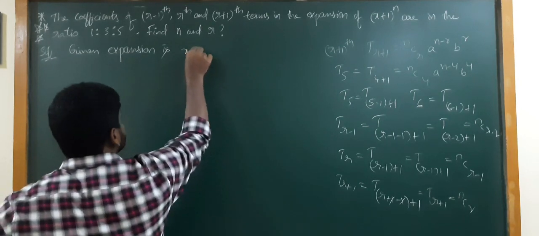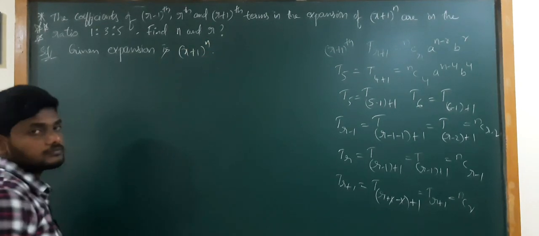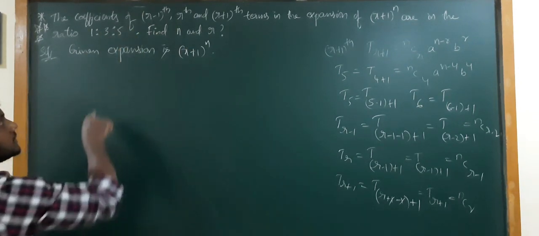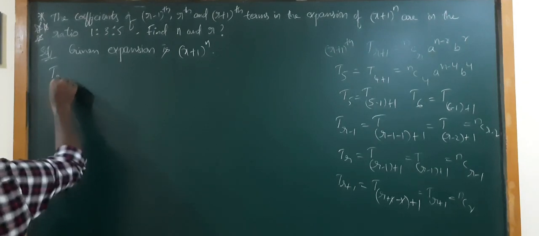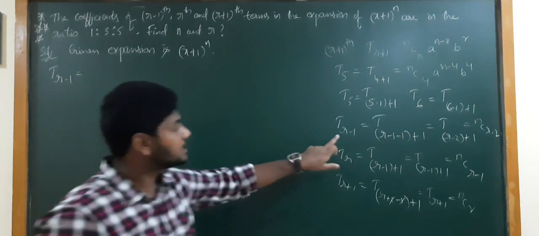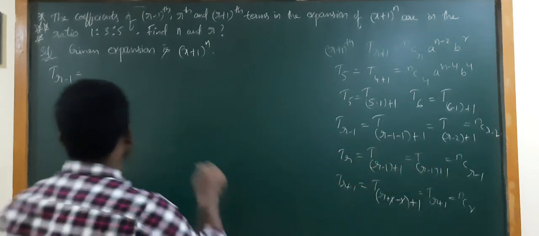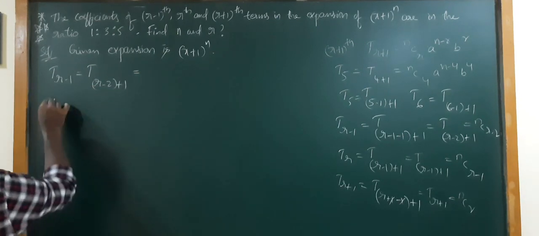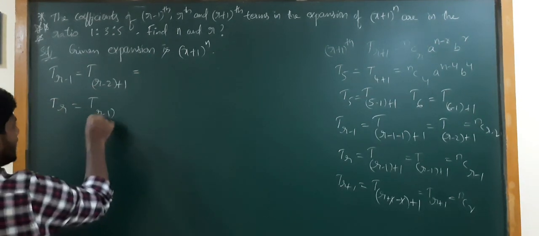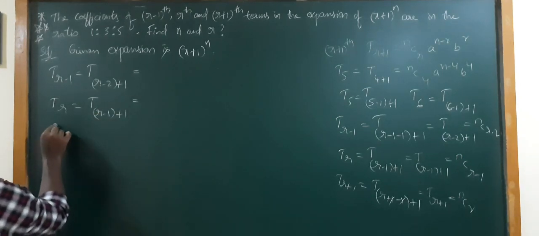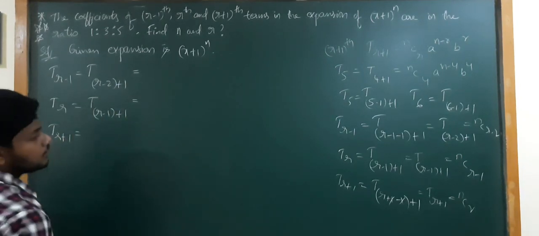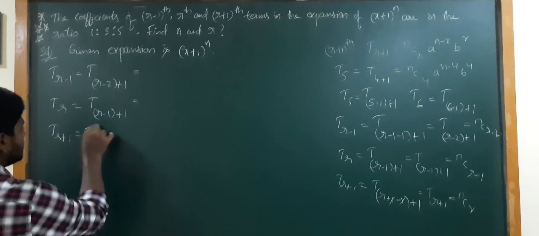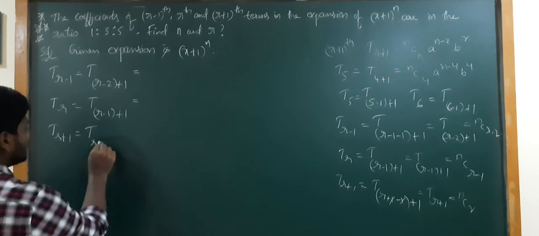(x plus 1) whole to the power of n. In that, for the r minus 1th term, first we need to find the r minus 1 term, right? So T(r minus 1) is equal to, what is T(r minus 1)? T(r minus 2 plus 1), right or not? Next, Tr means what? T(r minus 1 plus 1), right? Next the r plus 1th term, how to find? Nothing but T(r plus 1) only. T(r plus 1 minus 1 plus 1) we will get T(r plus 1) only.